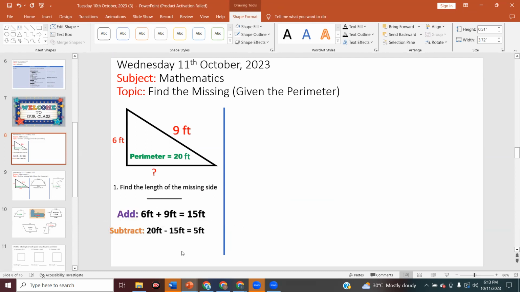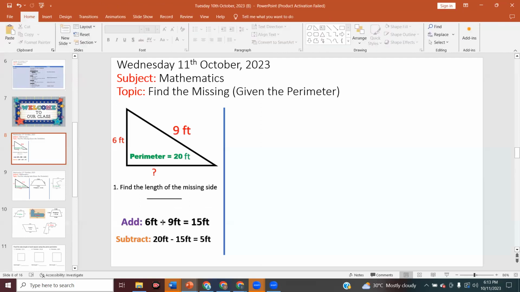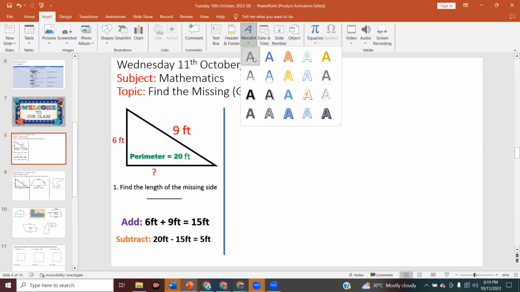5 feet. All right, so again, let me repeat. The first step is we add the 6 feet plus the 9 feet. That gives you 15 feet. So you add these two, 6 feet and 9 feet, and then you subtract it from the total perimeter, which is 20 feet, which they tell us. So what's the answer for this?